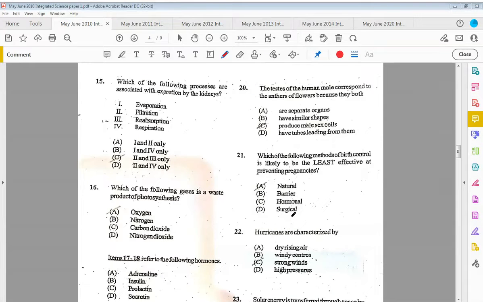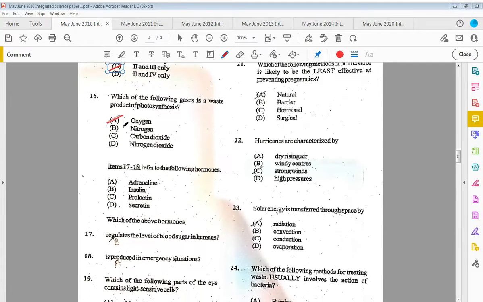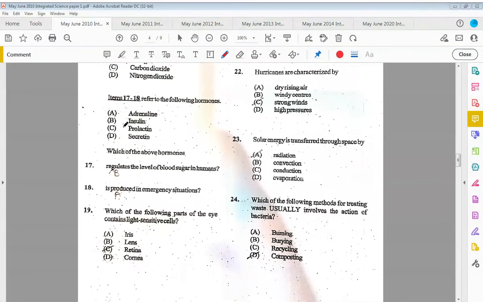15. Which of the following processes are associated with excretion by the kidneys? So we have evaporation, filtration, reabsorption, and respiration. The answer is C, which is 2 and 3. We have filtration, which we know as ultrafiltration, and we also have selective reabsorption. 16. Which of the following gases is a waste product of photosynthesis? The answer is A. Items 17 to 18 refers to the following hormones.